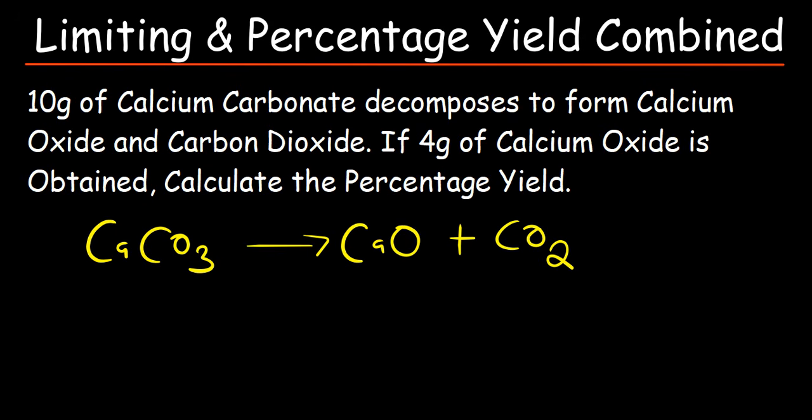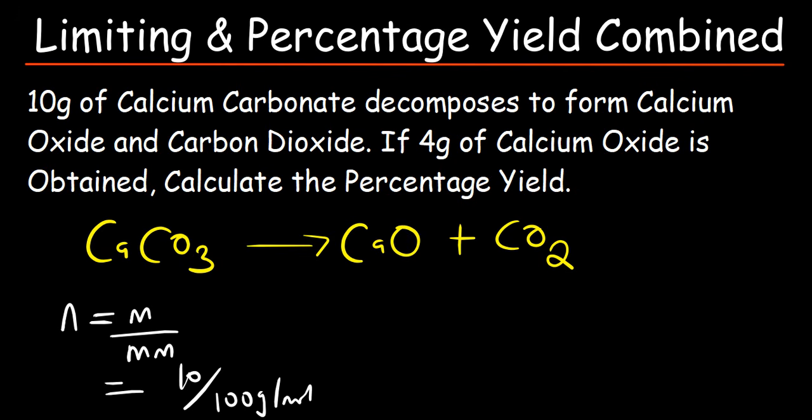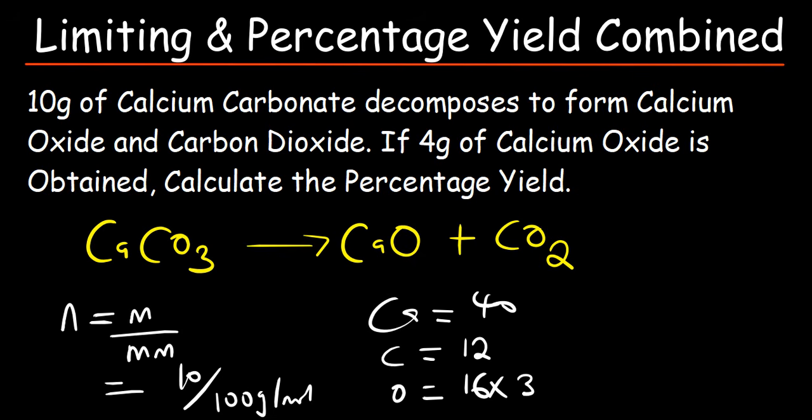So in this case, the number of moles will just be equal to mass over molar mass. In this case, the mass, we've been told that it is 10 grams of calcium carbonate. So I'm going to put 10 divided by its molar mass. Calcium carbonate has a molar mass of about 100 grams per mole. Why? Because calcium is like 40, carbon is like 12, oxygen is 16. 16 multiplied by 3, that will give us 48.